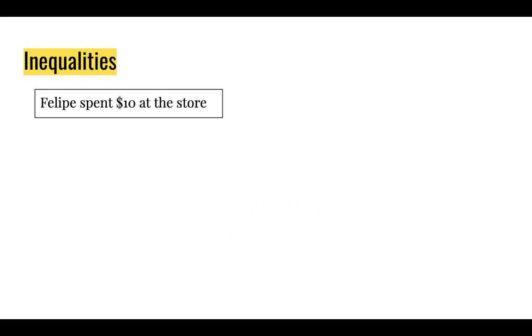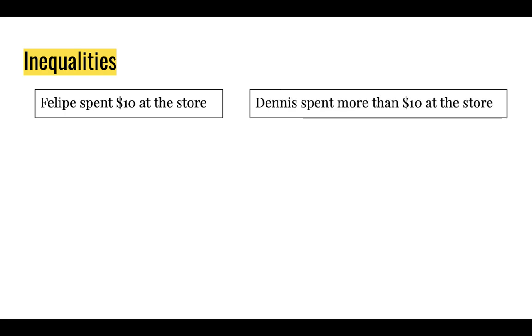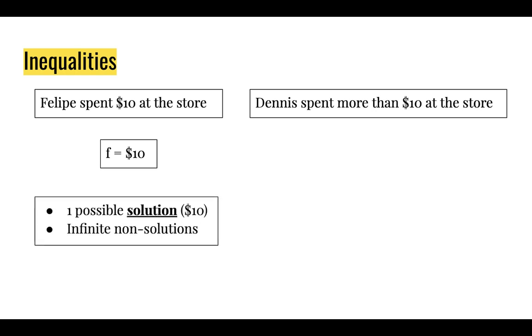Inequalities are similar, but they have some important differences. To represent these differences, let's look at two different examples. The first is Felipe spent $10 at the store. The second example is Dennis spent more than $10 at the store. I can represent the amount that Felipe spent using an equation. F is equal to $10. There is only one possible solution to this equation, $10. There's also infinite non-solutions. Felipe did not spend $9. He did not spend $11.